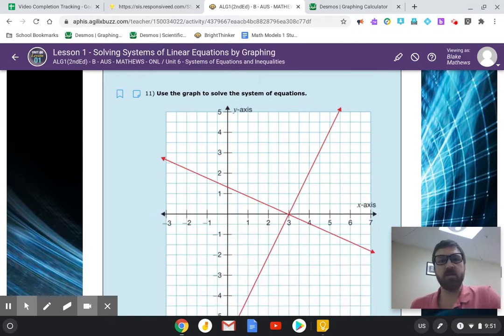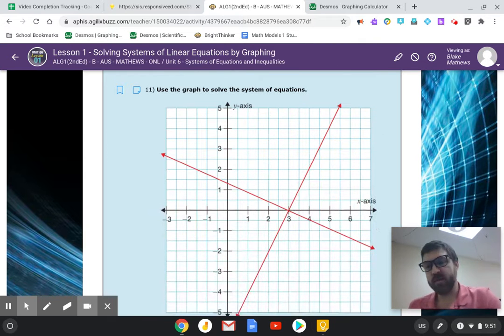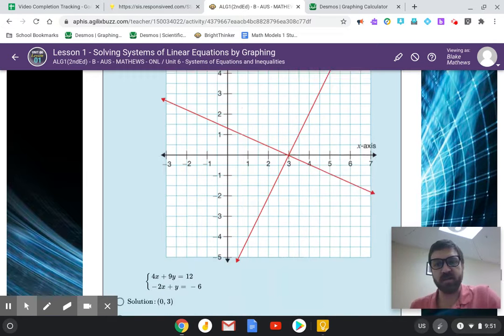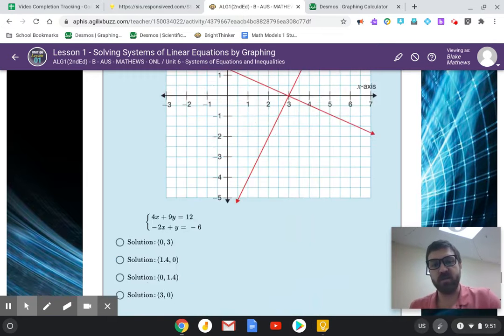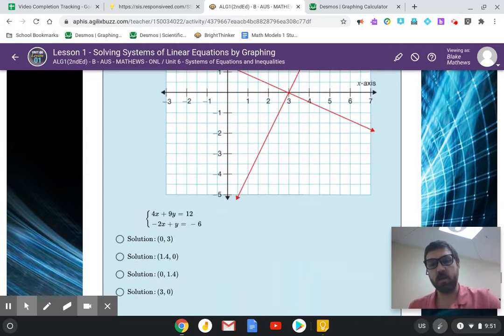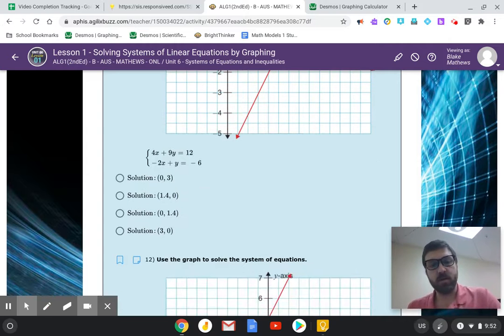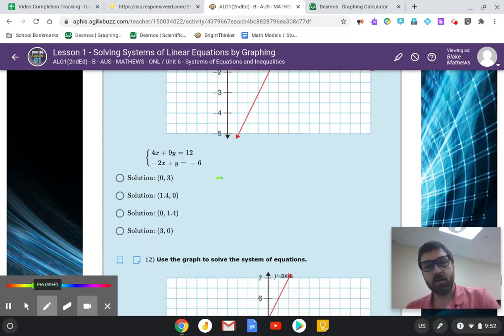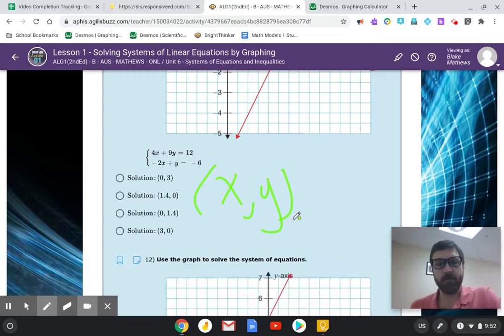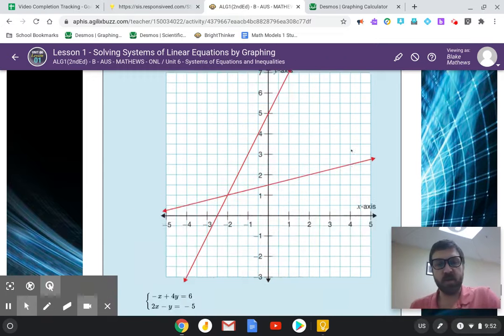Number 11, use the graph to solve the system of equations. Not much to say here except you know the system of equations solution is the place where they intersect. So you just need to find which one of these corresponds with this point. Remember, the points are in the form x, comma, y. So x coordinate comes first. Remember that.